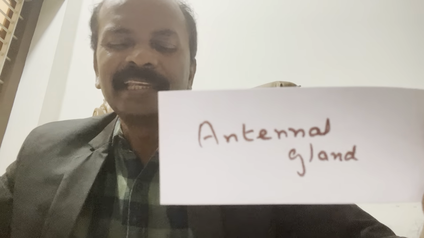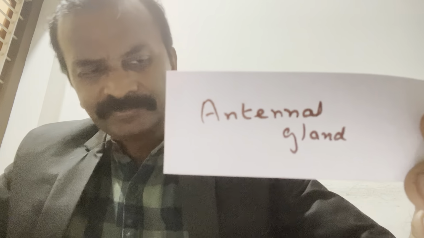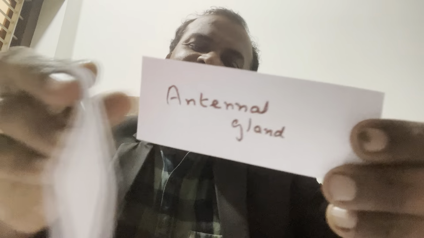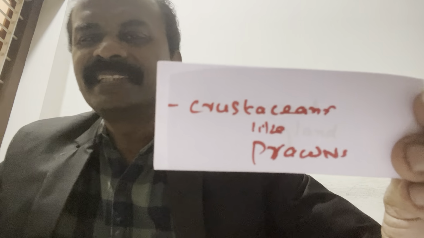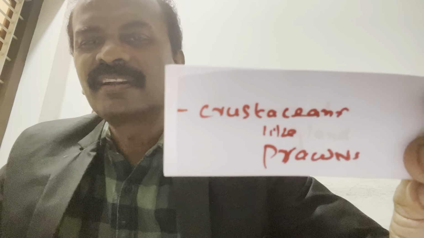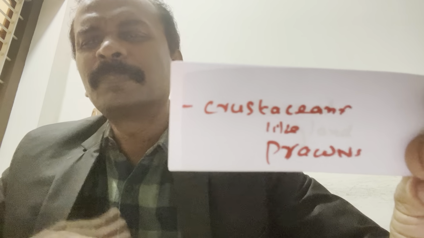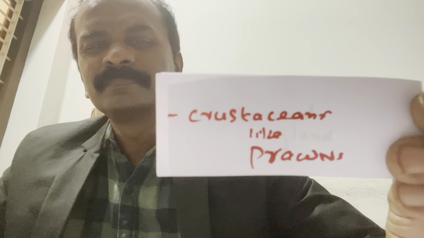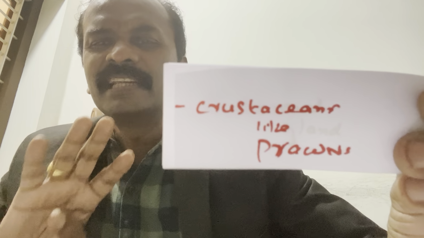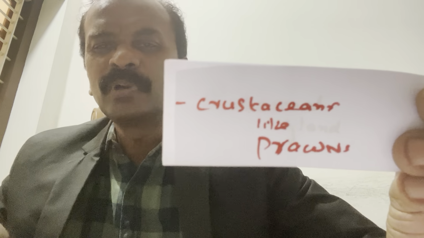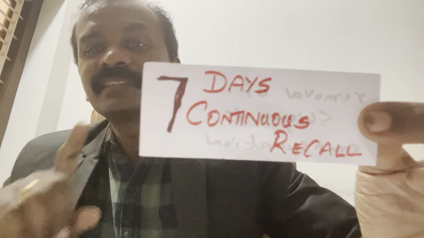So antennal gland. Whenever you see the word antennal gland, what is your answer? It is the excretory organ for crustaceans, for example prawn. So 4 tough MCQs I have dealt with now. The only way to remember all these 4 toughest MCQs is the 7 days continuous recall method. Okay?